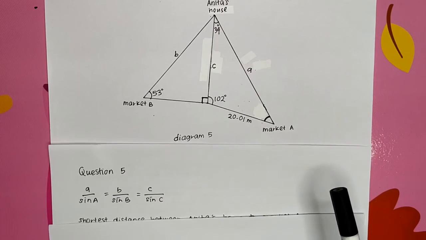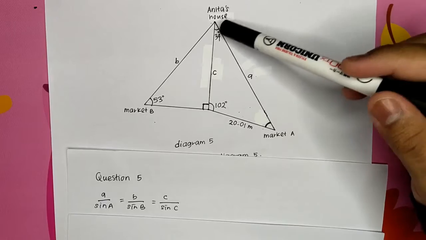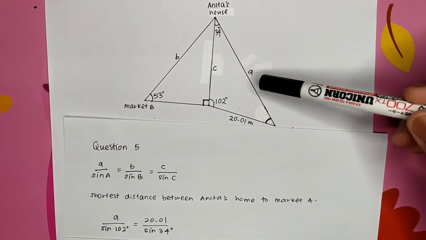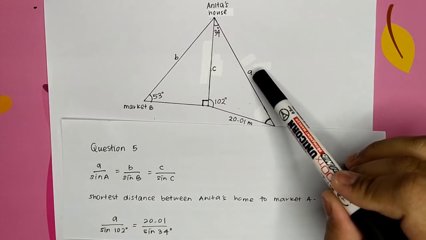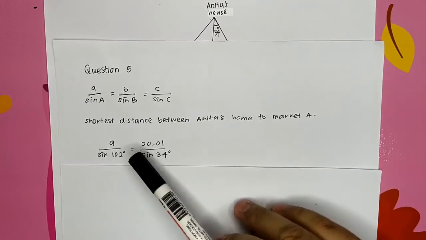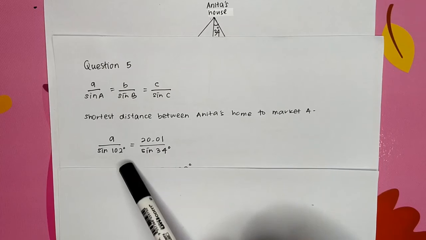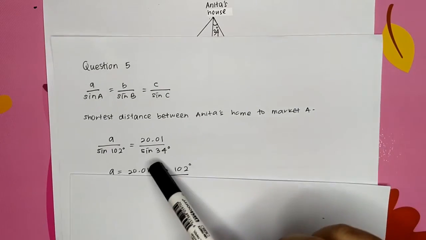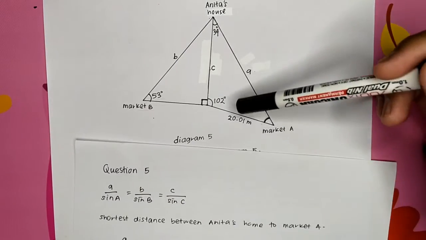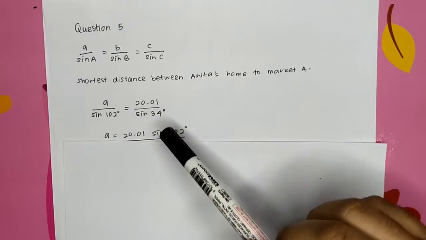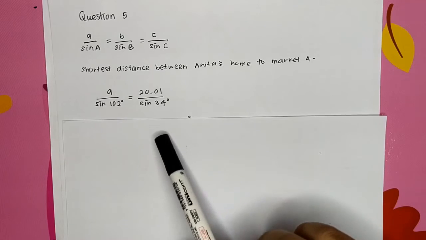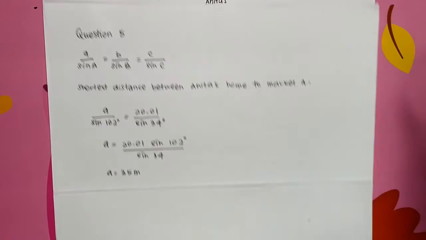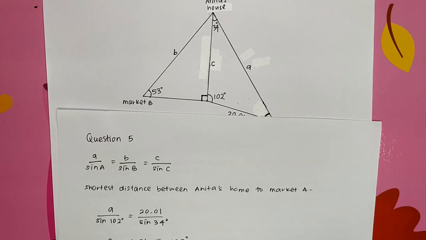So first, we will calculate the shortest distance between Anita's house to market A, which is A. We will use this side, A over the opposite angle of it, which is 102. So A over sine 102 equal to this side, which is 20.01, over the opposite angle of this side, which is 34. So over sine 34. So we will get A equal to this, and the value of A is 35 meter. So we know that A is 35 meter.